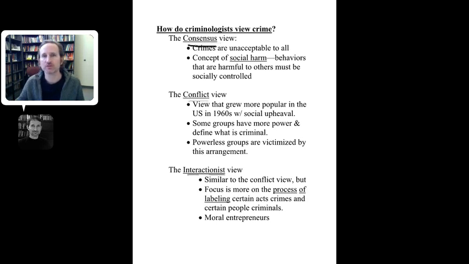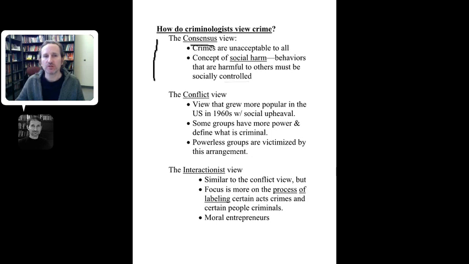When you have a consensus, that means agreement, right? And so the idea here is that we basically agree that crime is unacceptable to all people. Crime is something that's abhorrent, and we don't want it, and we know what it is. This is rooted in a notion called social harm, okay? There are certain things that are obviously harmful to people, and that we ought to control those types of activities. So the notion is there are things that are harmful, we can agree on those, and that is what counts as crime. Okay? That's this consensus view.